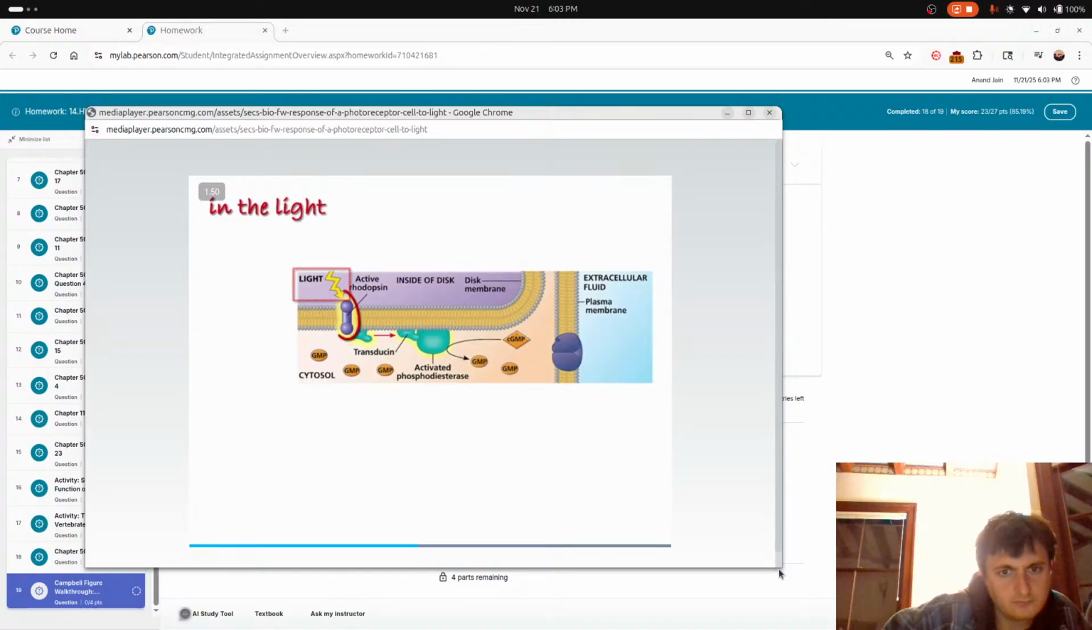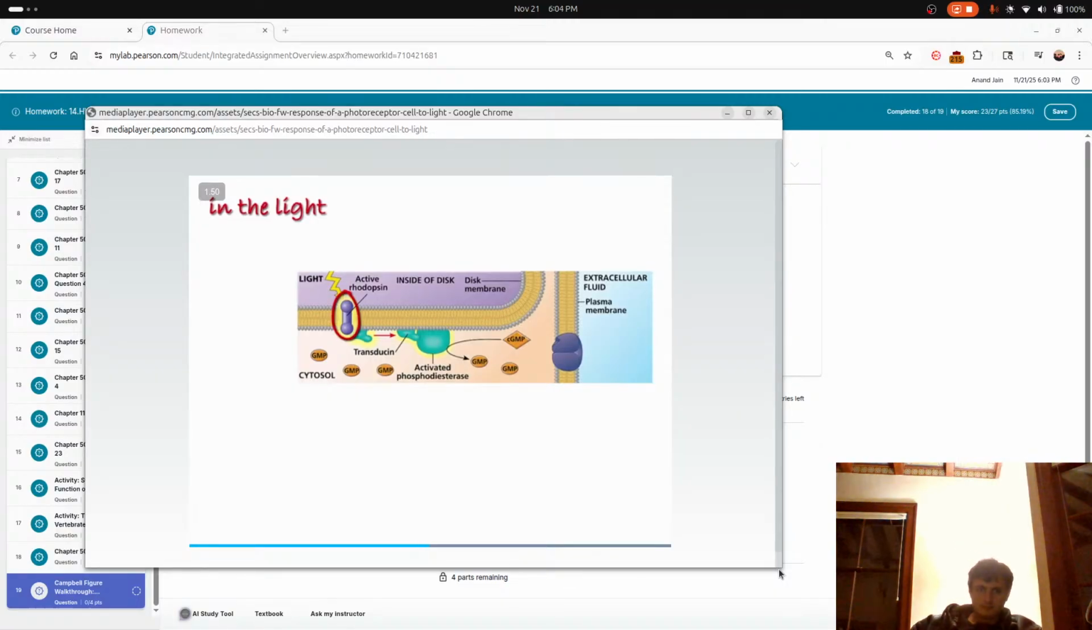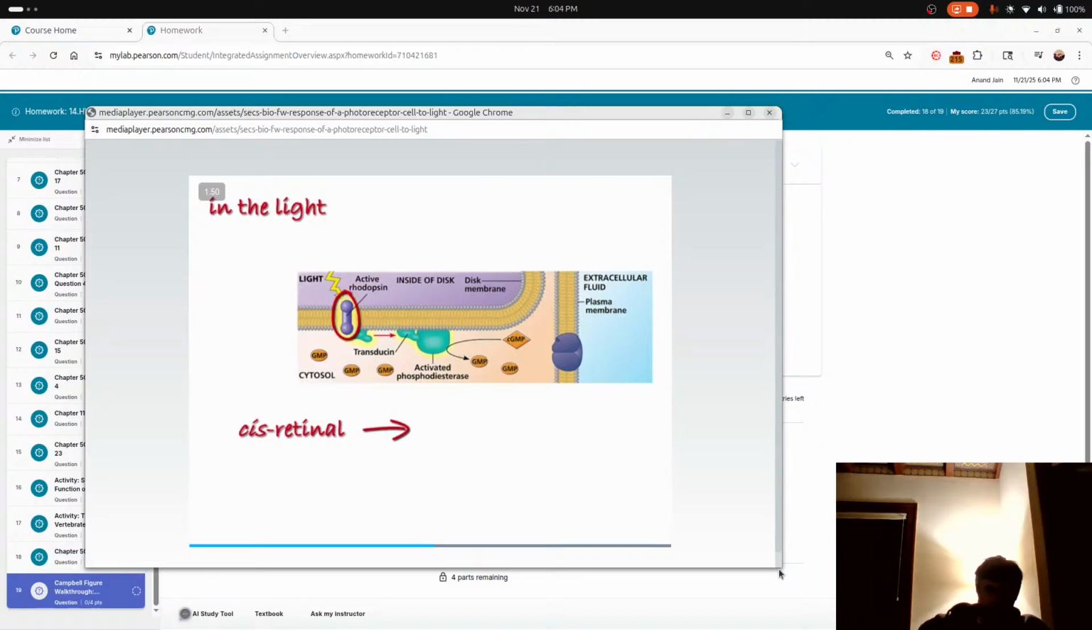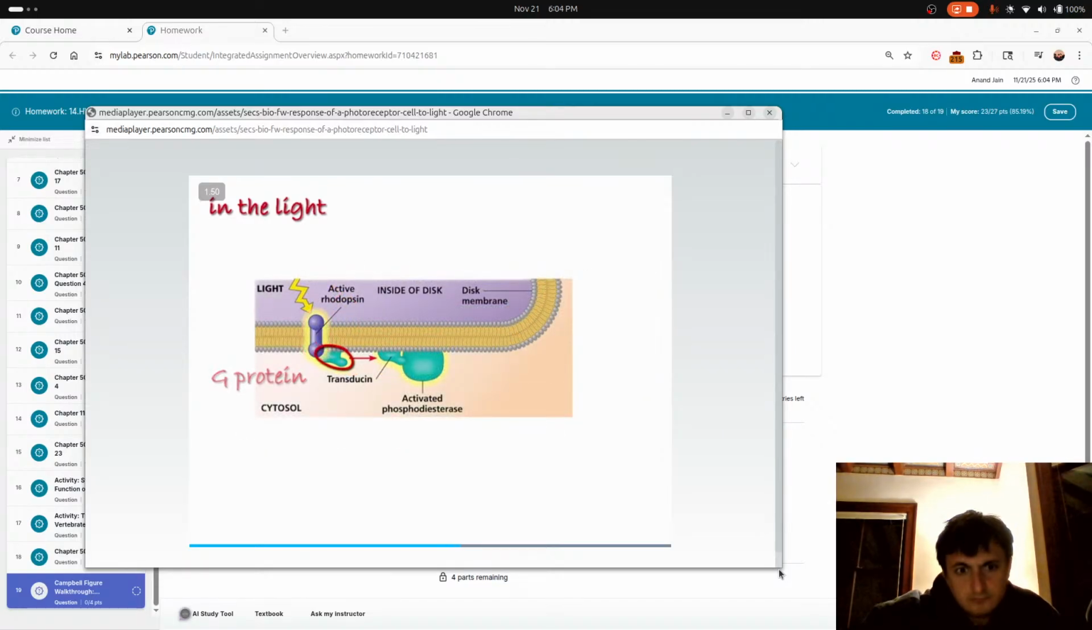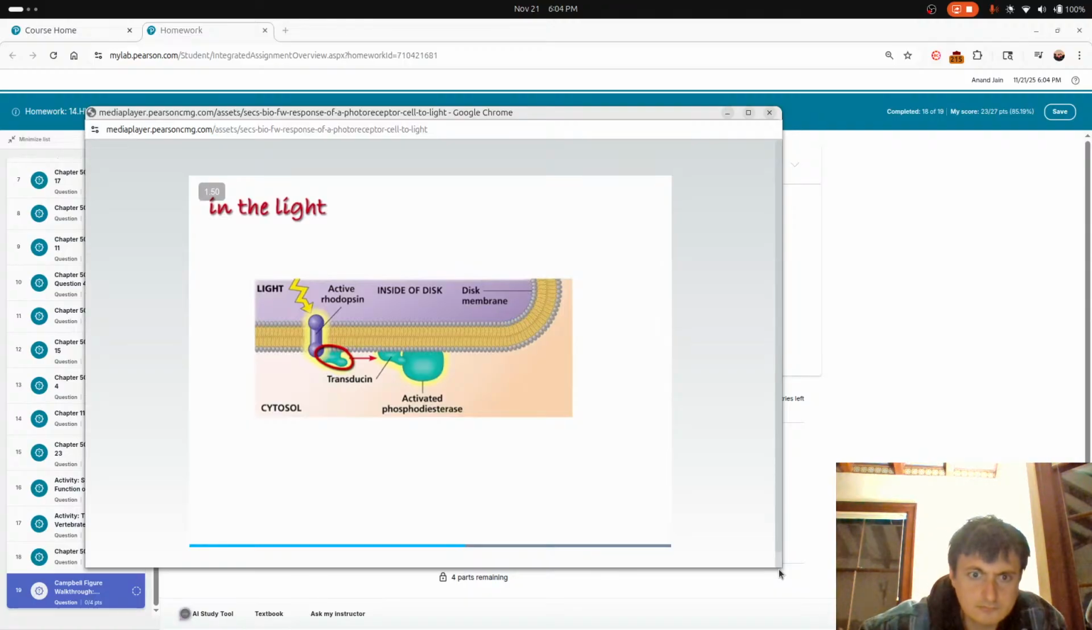Light reaching the retina strikes rhodopsin, a visual pigment embedded in the disc membrane. Light converts a component of rhodopsin, cis-retinal, to its isomer, trans-retinal, which has a different shape. This shape change converts inactive rhodopsin to active rhodopsin, kicking off signal transduction. Active rhodopsin activates transducin, a G protein. Activated transducin dissociates from rhodopsin, diffuses along the disc membrane, and binds to phosphodiesterase, an enzyme. This binding event converts phosphodiesterase to an enzymatically active form.